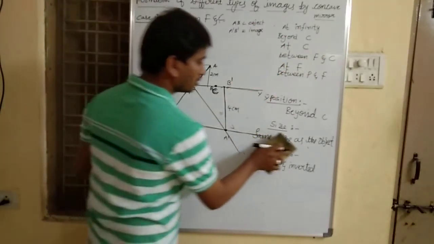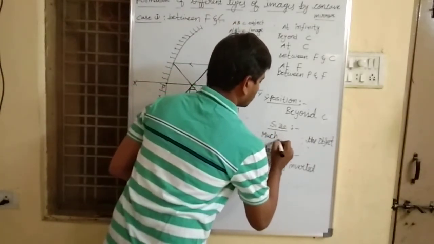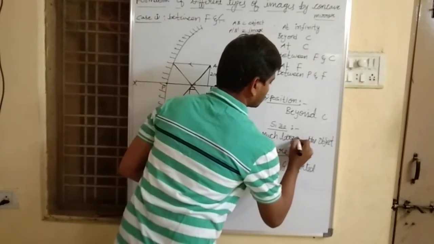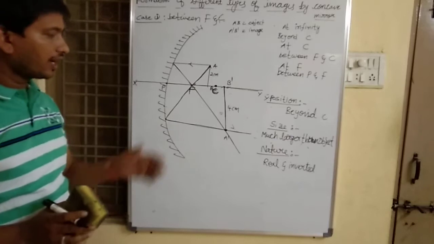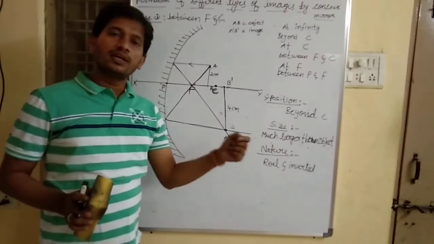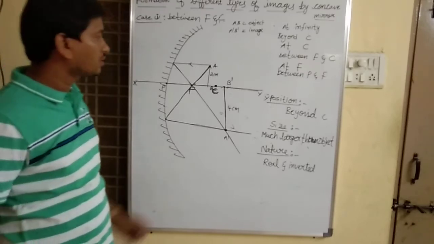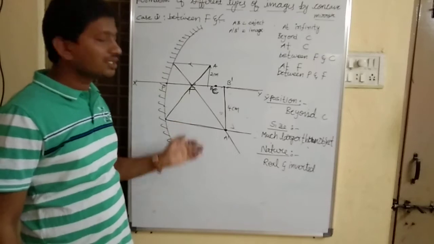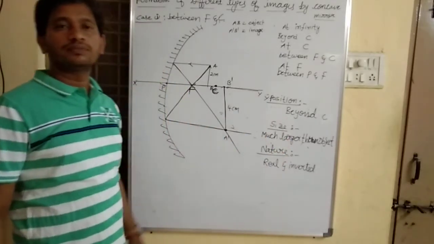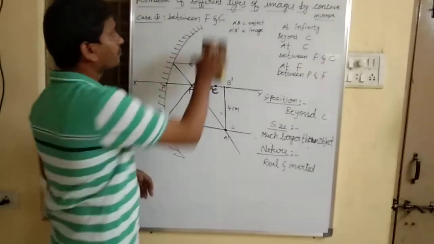We got an image much larger than the object. And the nature is a real and inverted image. When we place an object between F and C, we get the image beyond the center of curvature. Now coming to the fifth case.